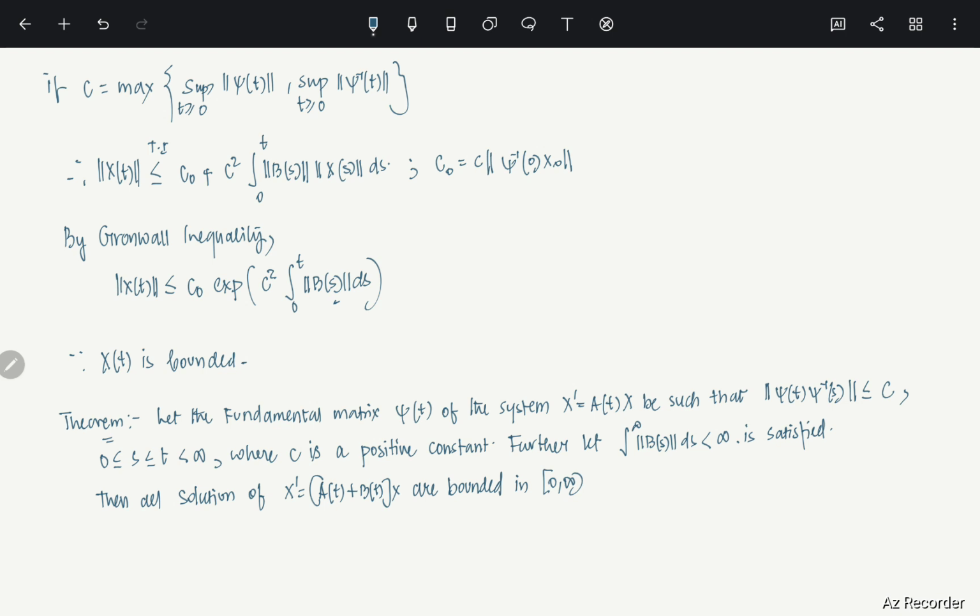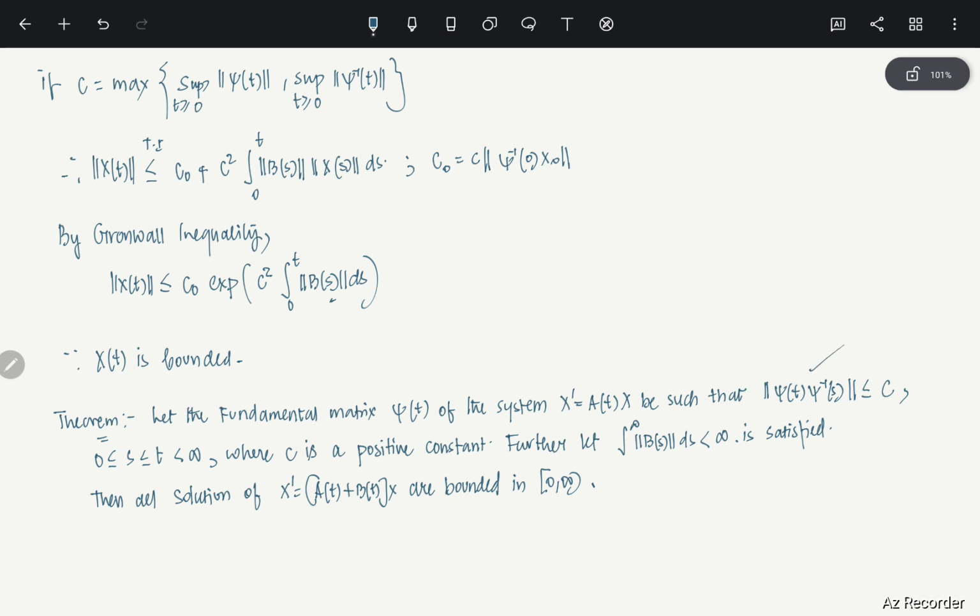And what is the condition provided? I wrote the condition. Sorry, I wrote the condition. Then all solutions are bounded. This is the condition on the fundamental matrix, and of course the integrability of B(s) is required. Summability, that is there.